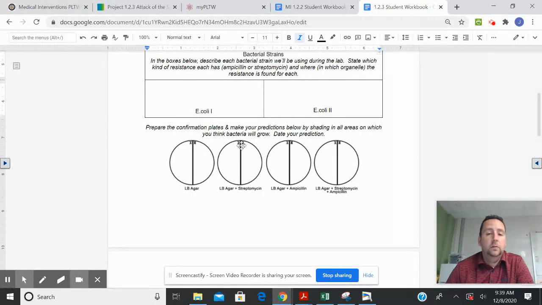is going to grow. Which plates will it grow on? And shade it in. If it's going to grow here, you would shade in this half. Here, you're going to shade in this half. If you think both would grow on this plate, you would shade in both halves. If you think neither would grow on this plate, you would shade in none of them, okay?